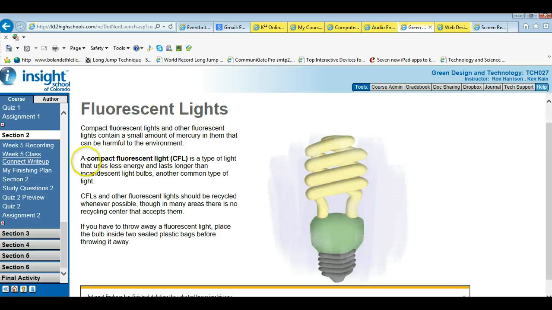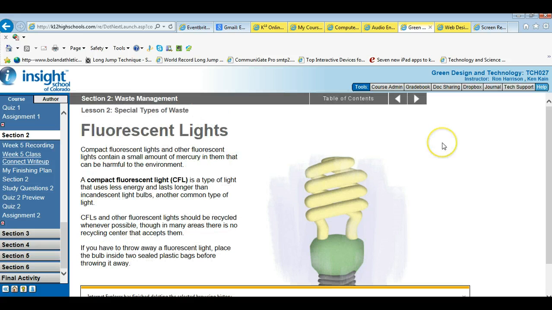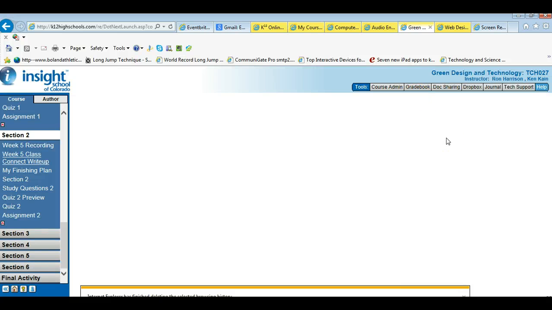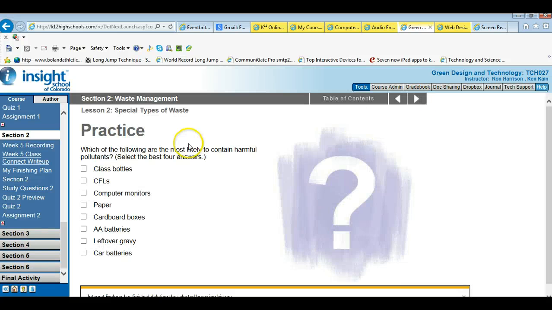Fluorescent lights. Of course, now we have the compact fluorescent bulbs that people are putting in place of incandescent light bulbs. But there are some dangers with compact fluorescents. In fact, if you break one, you're supposed to use rubber gloves to clean it up and use a respirator and things like that. So we have these technological advances, however, they come with a cost, don't they? So practice, go see what you can answer correctly on that.